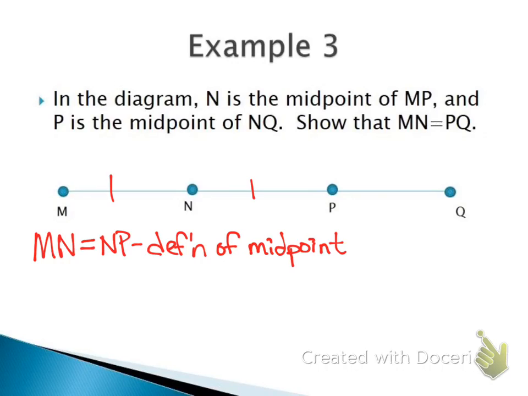Okay, so I know that that's true. They also tell us that P is the midpoint of NQ. So what does that mean for NP and PQ? They're also congruent. So if I used one tick mark for NP, I can use one tick mark for PQ. Those also have to be the same. So I again can make that statement. NP has to be equal to PQ. Same reason, definition of a midpoint.